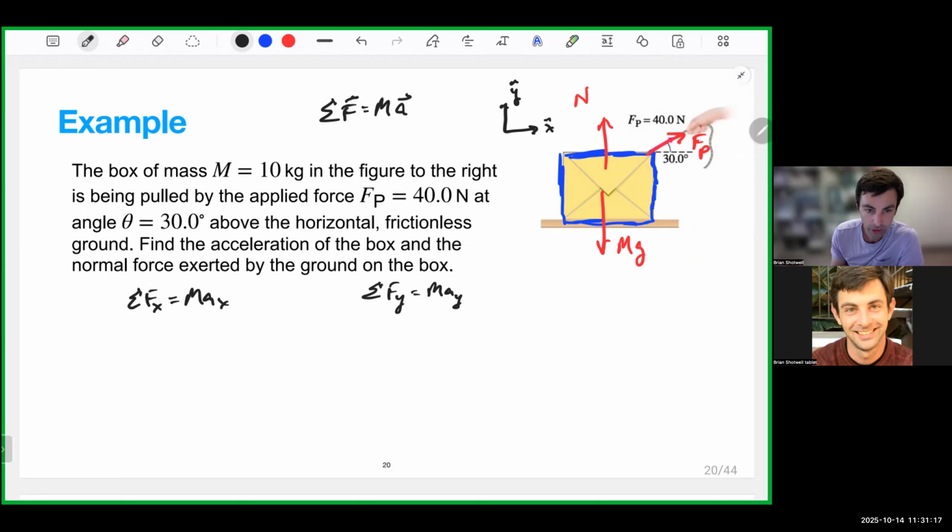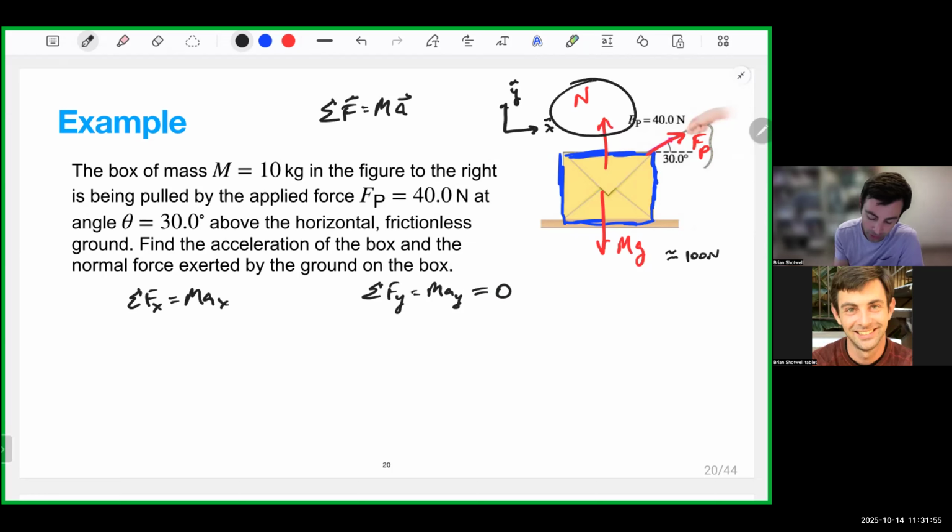So this mg is about equal to 100 newtons. Right? M is 10 kilograms and g is about 10 meters per second squared. So it's 100 newtons. This pulling force is not going to lift the box off the ground. If you take the vertical component of the pulling force, you just get 20 newtons, right? 40 sine 30 degrees. So the box is not going to lift off the ground, which is why we kept this normal force in there. But this also means that the y component of the acceleration is going to be 0. Okay, the vertical parts of all these forces are going to cancel.